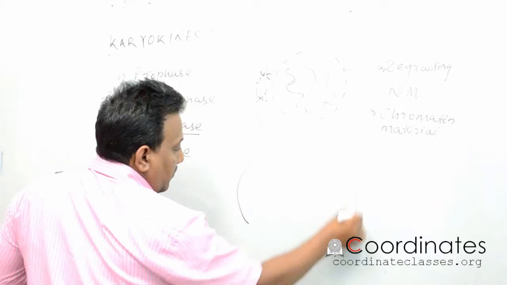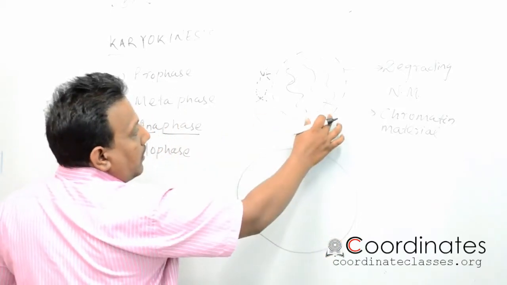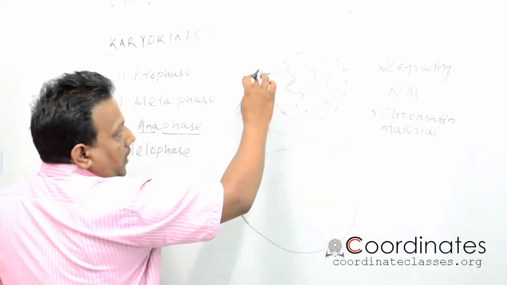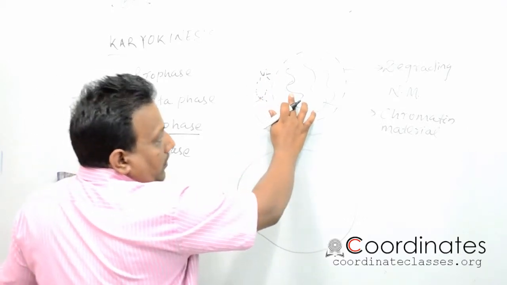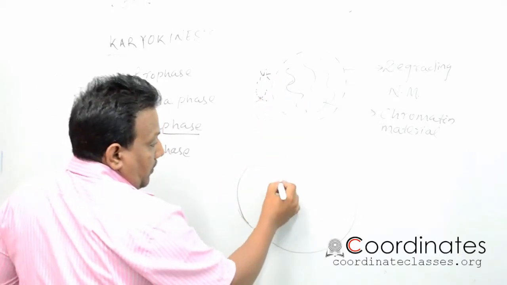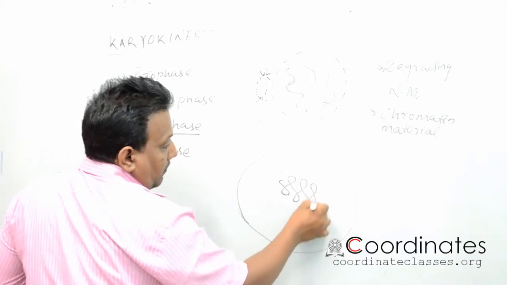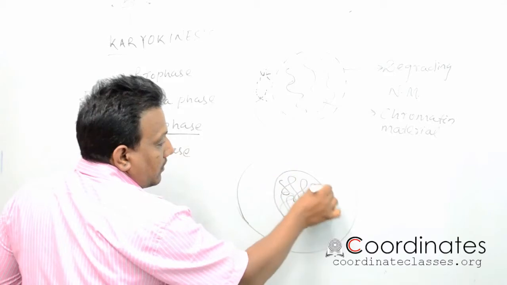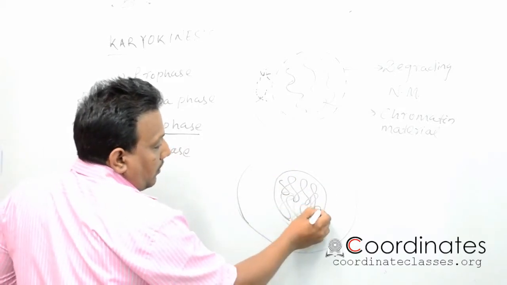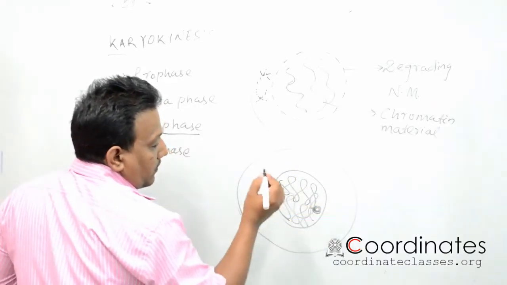In prophase, what happens? Nuclear membrane disorganizes, spindle fiber formation begins, contraction of chromatin material takes place. But during this phase, what will happen? The chromatin or the chromosomes, now they will decondense. Nuclear membrane and a nucleus reappears.